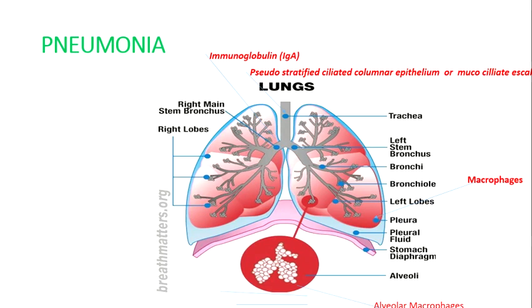If it happens that the pseudostratified ciliated columnar epithelium is destroyed, for example by smoke or alcohol, what will happen is there will be entry of bacteria. When it enters, it will go to either your bronchioles or the alveoli. When it reaches the alveoli region, macrophages will be informed that there is an enemy.